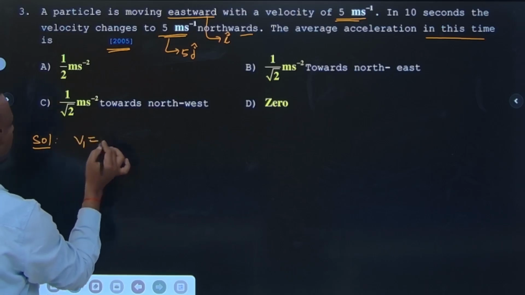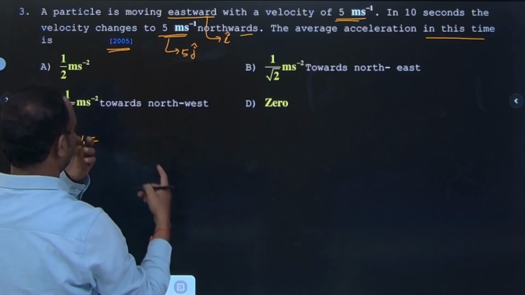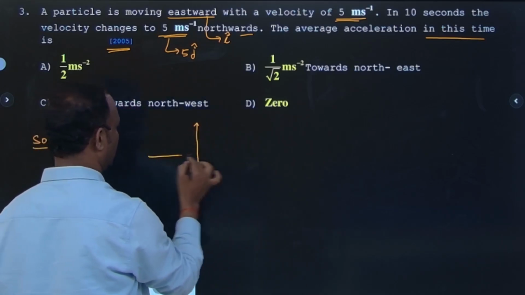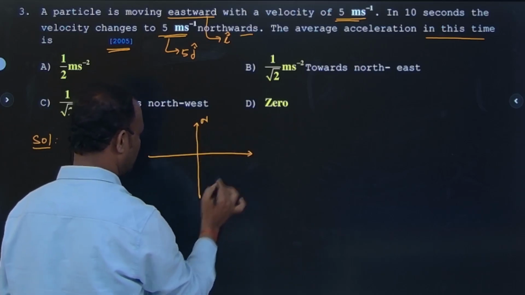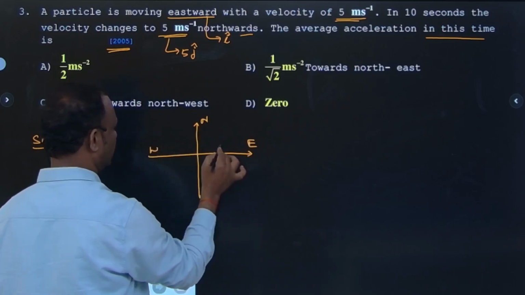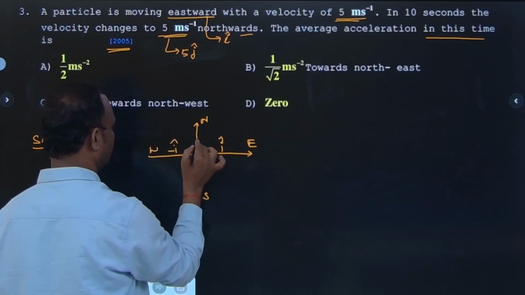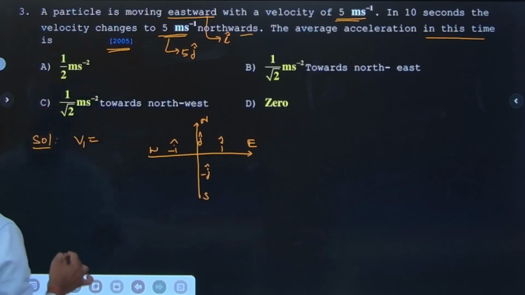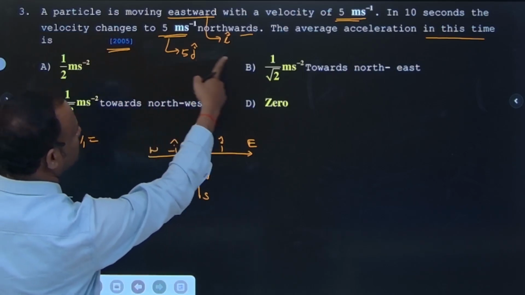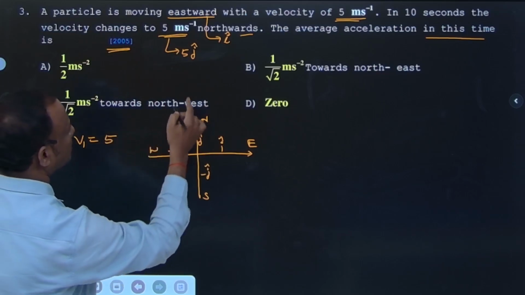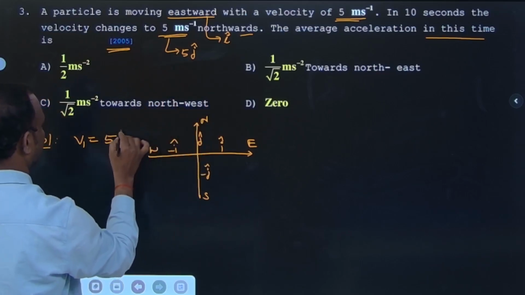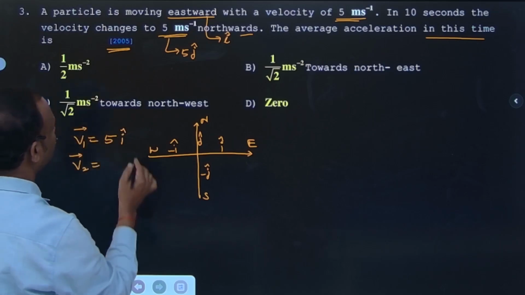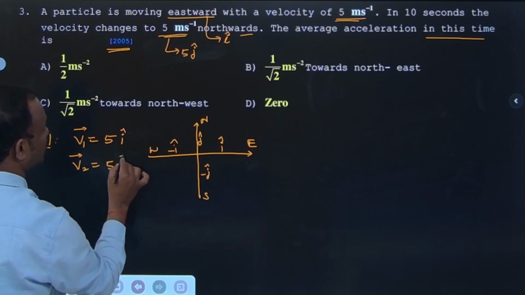First, I need to know the given conditions. First, velocity v1 is eastward. Directions you already know: north, south, east, west. It's i cap, minus i cap; j cap, minus j cap. So v1 is equal to 5 i cap, eastwards. v2 bar is equal to 5 j cap.